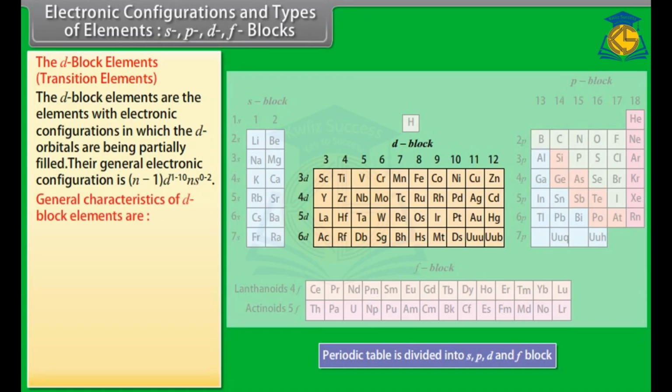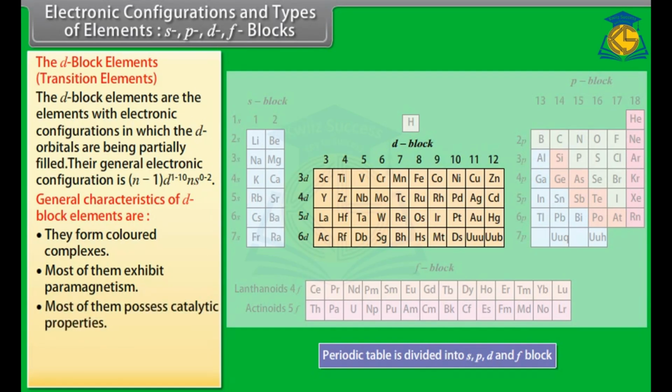General characteristics of D block elements are they form colored complexes. Most of them exhibit paramagnetism. Most of them possess catalytic properties. They form alloy. For example, brass is an alloy of copper and zinc.